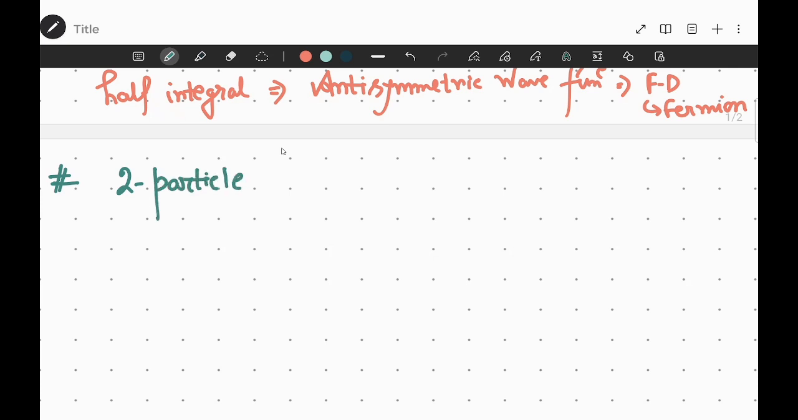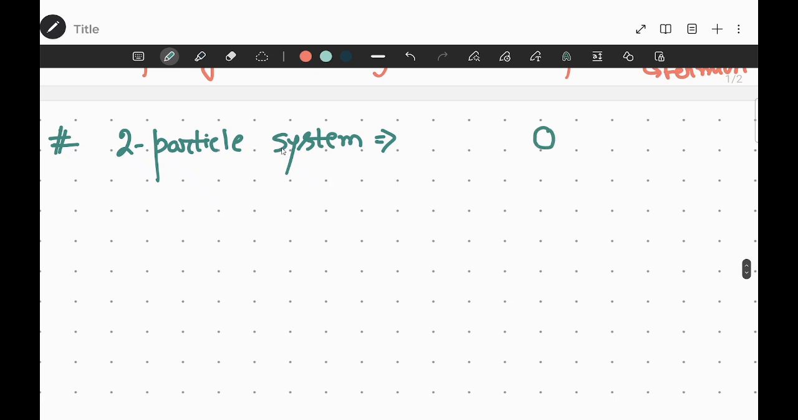How you can differentiate between boson and fermion, that we want to discuss. A two-particle system. It may be H2, it may be HD, something. There are only two particles. So I'm just naming this particle as 1 and 2. These two are particles.